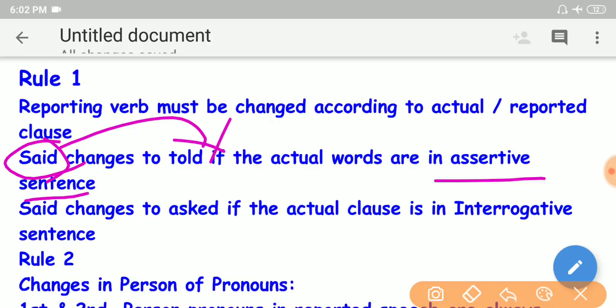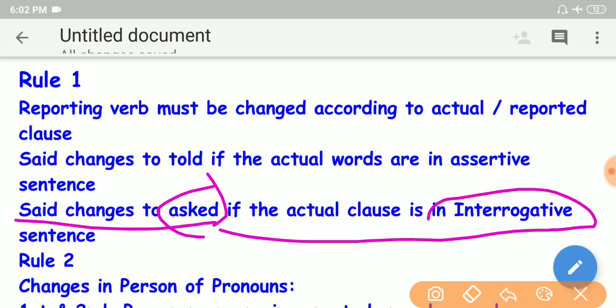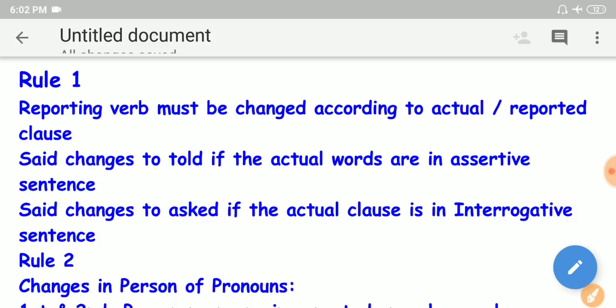When we learn to convert, at that time we are going to discuss in detail, my dear friends. At the same time, see, said changes to asked if the actual words are in interrogative form or questions. If the actual words are in an imperative sentence, like a command, said changes into commanded, requested, or ordered, based on the situation. So again, the reporting verb must be changed. Like this, let us go and learn the other rule.